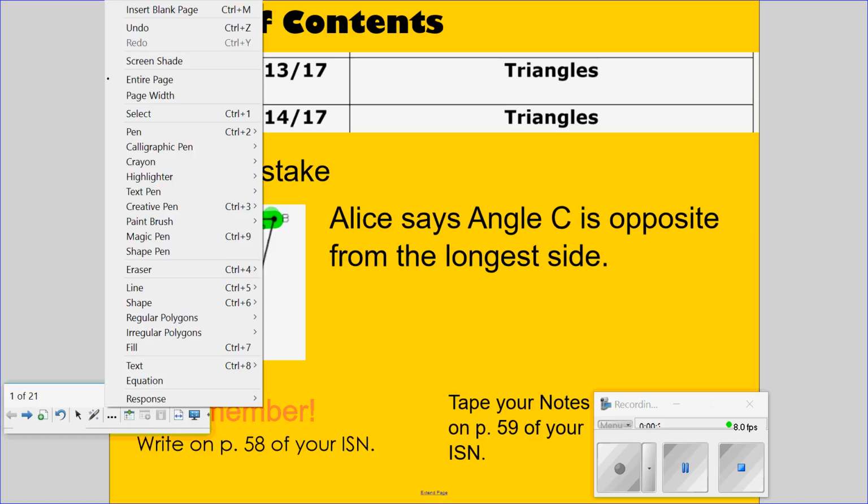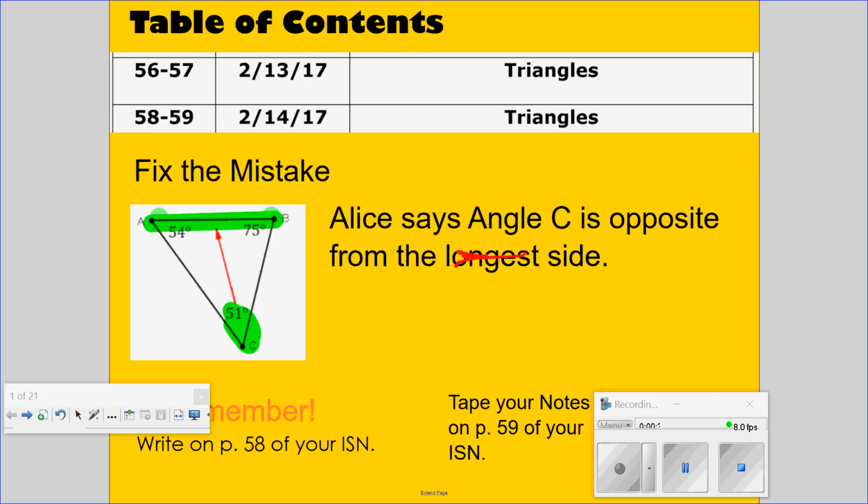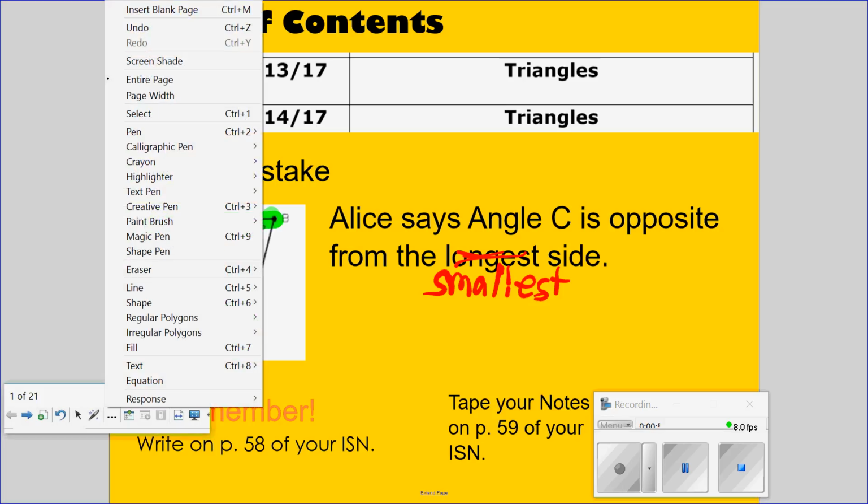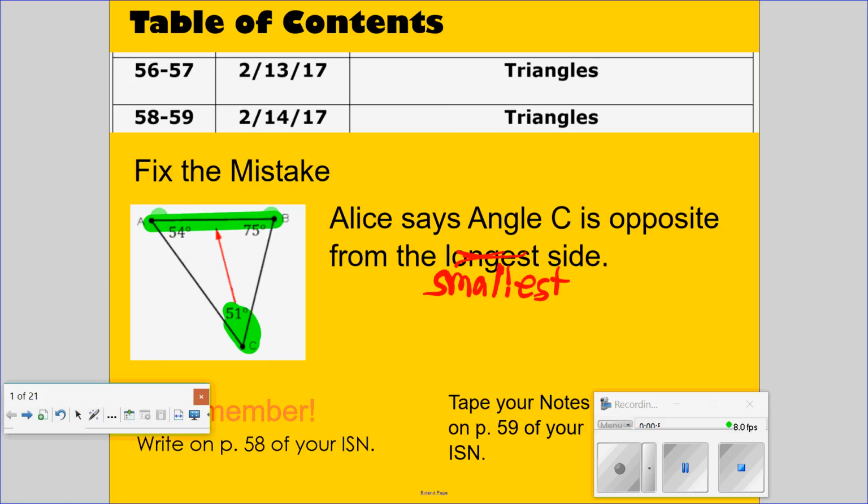I'm going to have to respectfully disagree with her. I think she should have written that it is across from the smallest side. If she really wanted to do it correctly, angle B is the largest interior angle. And from what I can tell, it seemed like line AC is the longest side. So the largest angle is always across from the longest side, while the smallest angle is across from the shortest side.